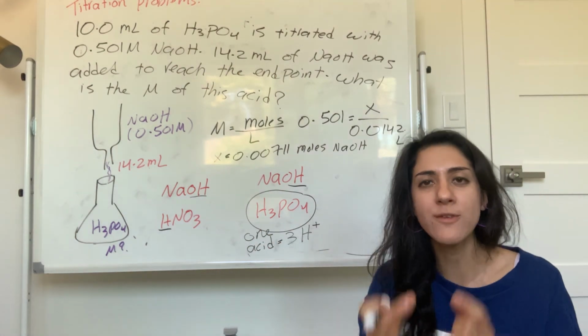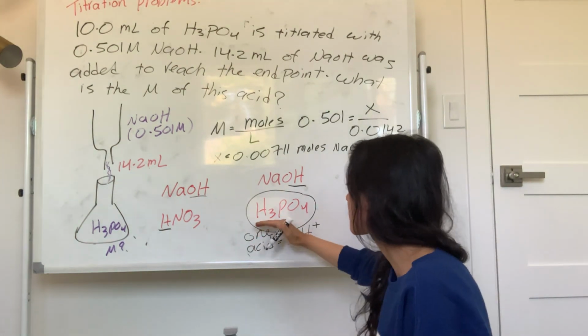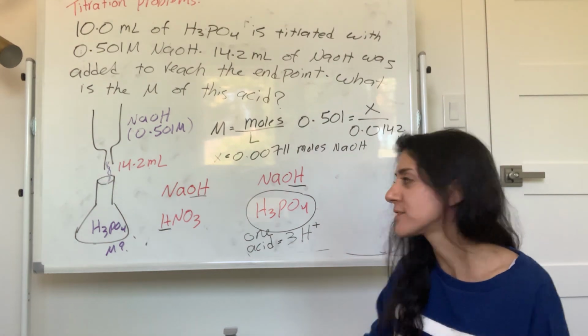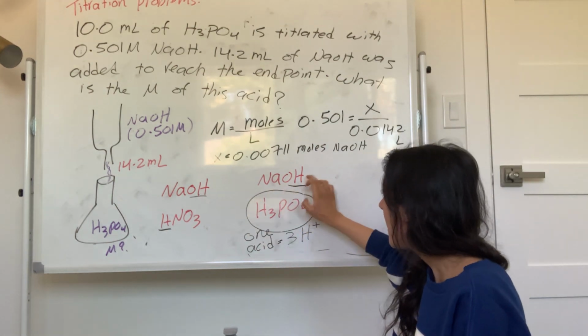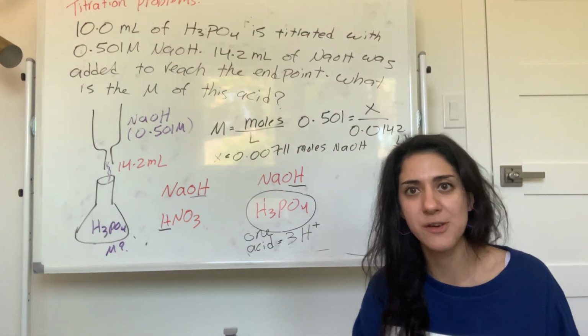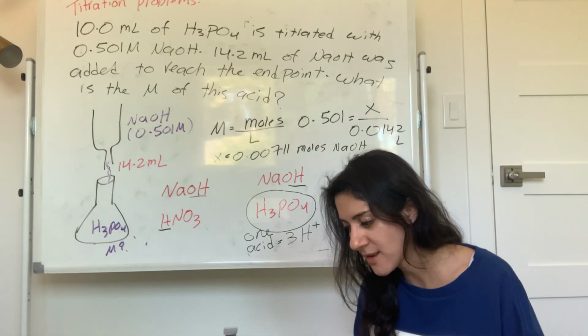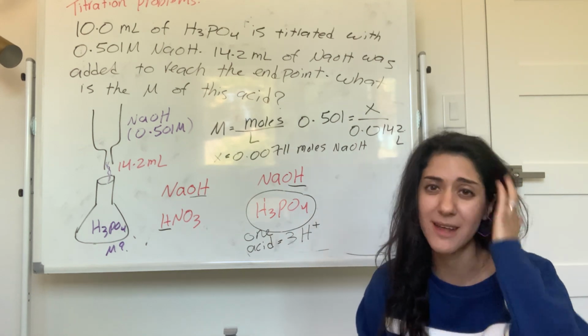One phosphoric acid, 1 mole of phosphoric acid, has 3 H+. So for one acid, I would need 3 NaOH. You guys follow that? Okay, I know you follow that, but I want to repeat it anyway.